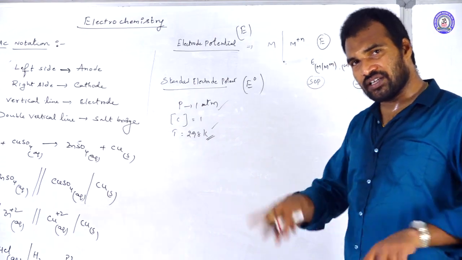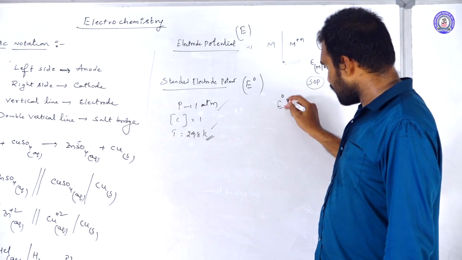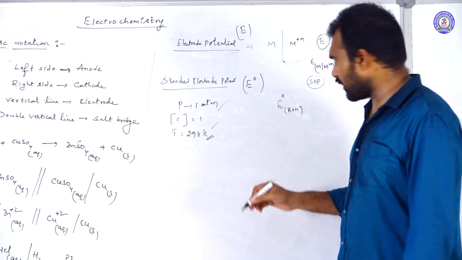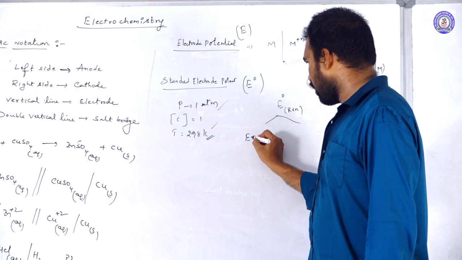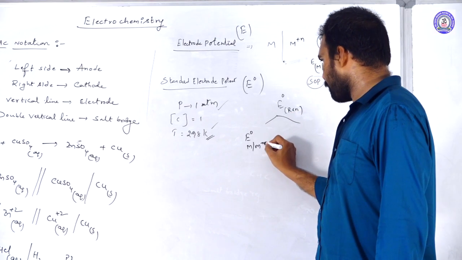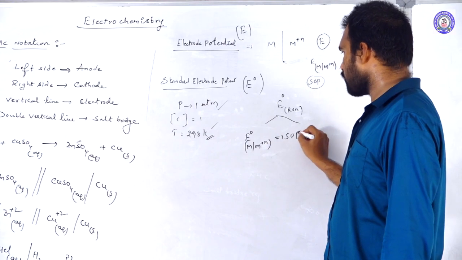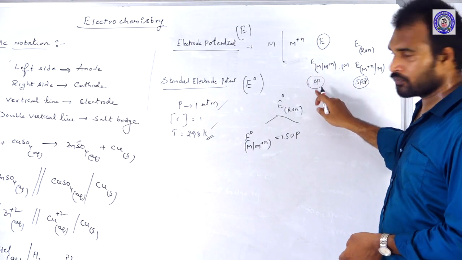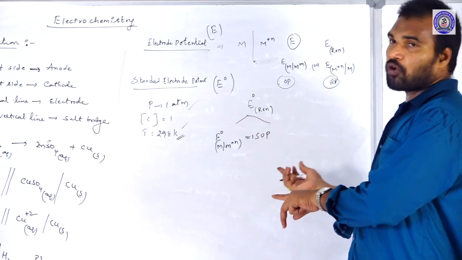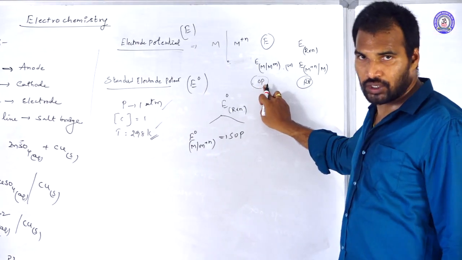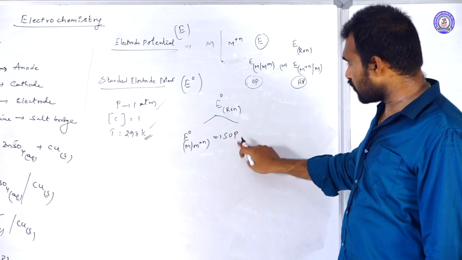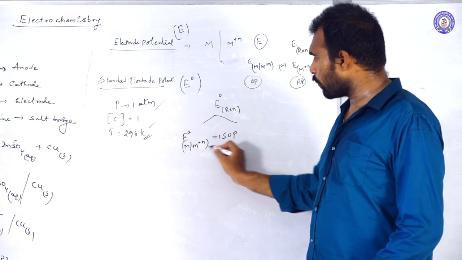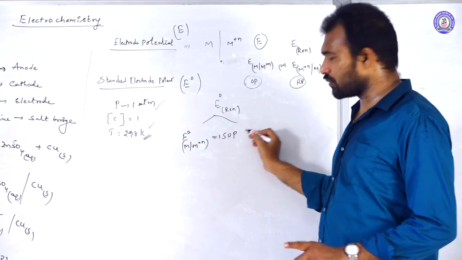Like electrode potential, here also we represent this with E naught. E naught indicates standard electrode potential. For the reaction, if we consider oxidation, E naught of M to M plus N, this indicates SOP, standard oxidation potential. This is not SRP, it is oxidation potential only, and the other is reduction potential only. The naught indicates standard electrode potential and standard oxidation potential.